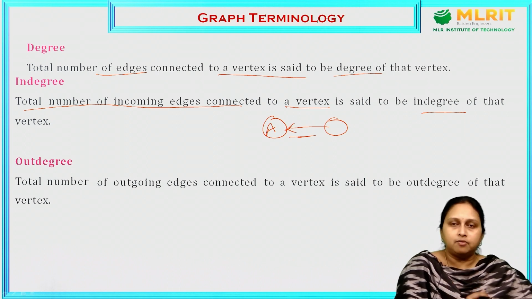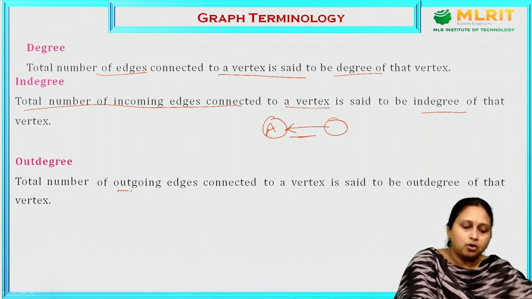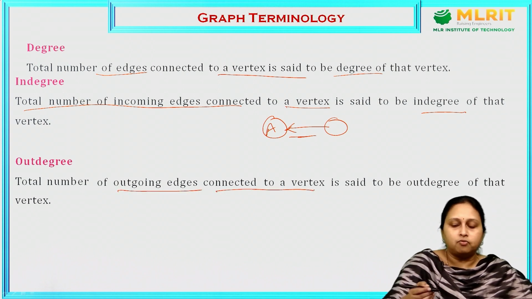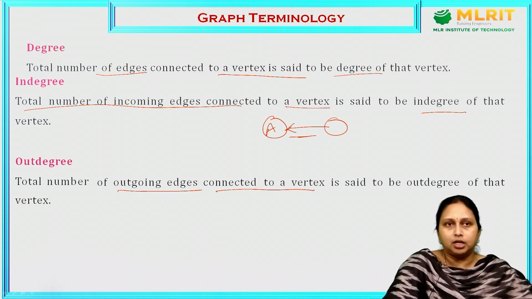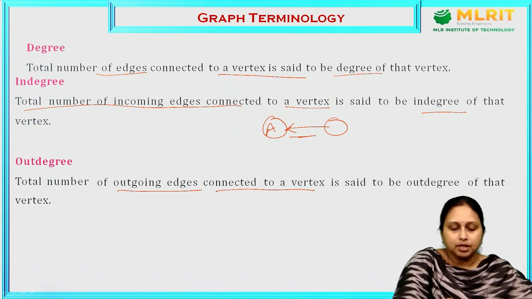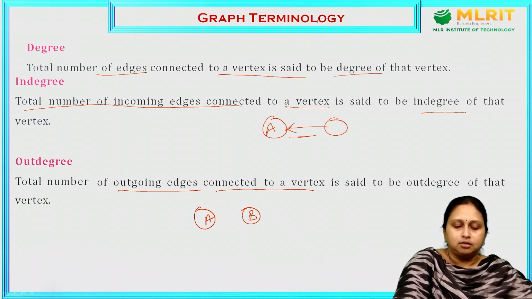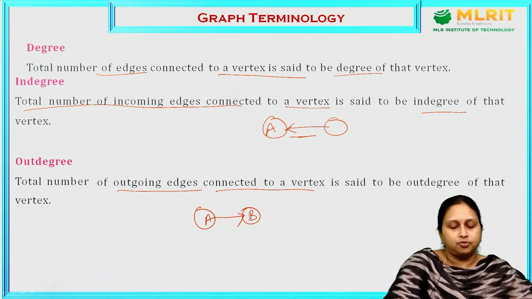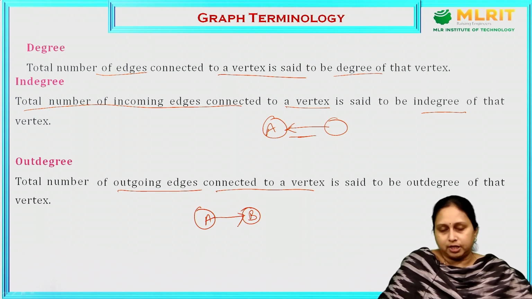In a similar way, in contrast to this, the out degree is the number of outgoing edges connected to the vertex. That means, like this, from A to B, this is going out from that particular vertex. That is nothing but an out degree.